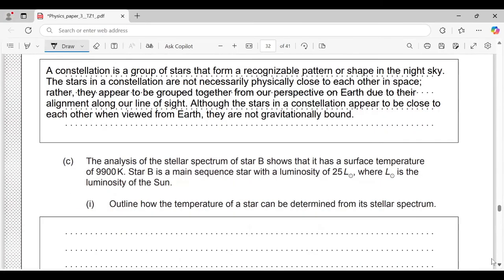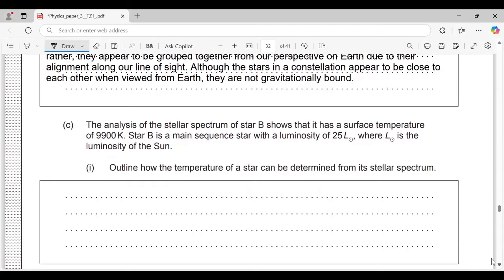Okay. Now this one. The analysis of the stellar spectrum of star B shows that it has a surface temperature of 9,900 Kelvin. Star B is a main sequence star with a luminosity of 25 L sun, the symbol for the luminosity of the Sun. Outline how the temperature of a star can be determined from the stellar spectrum.